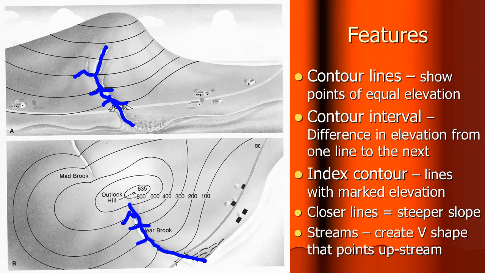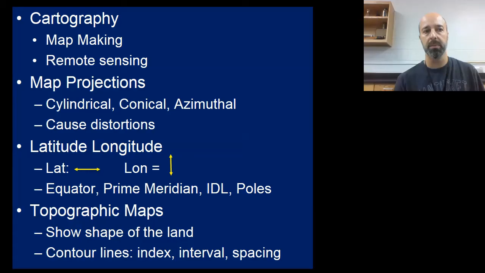So the little upside down V shape indicates a stream, and you can also tell which way the stream is flowing. Now, there's kind of an obvious way to do this because water flows downhill, right? So it's obviously going to be flowing from the top of the hill down towards the bottom, but we can also see that the little point of the V points to the top of the stream. So those are all helpful things to remember about topographic maps.